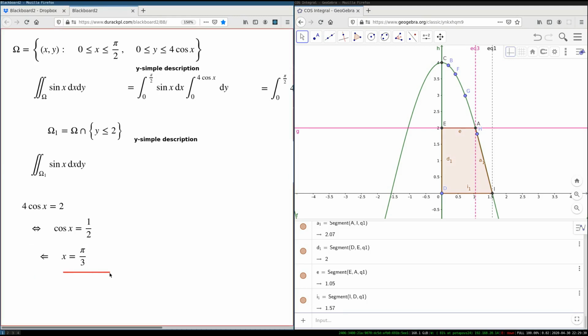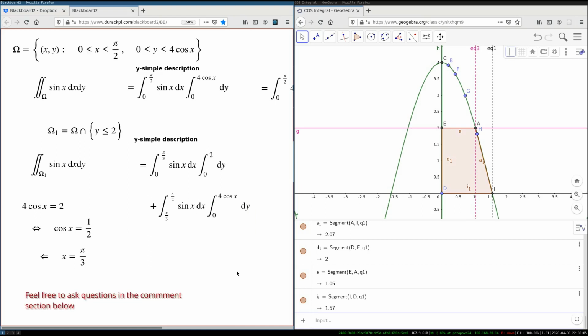Now, once you know this point, you can compute this integral in y-simple terms. You will need to split the integration with respect to x into two subintervals. One of them will be from 0 to pi on 3, and the y control over this interval will be just the constant 2. The second subinterval will be from pi on 3 to pi on 2, and this time the control will be the arc of the cos function, which is 4 cos x. This is how you do it if you approach your domain omega 1 as y-simple.